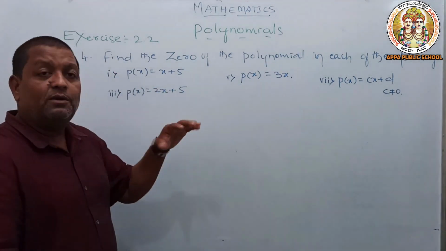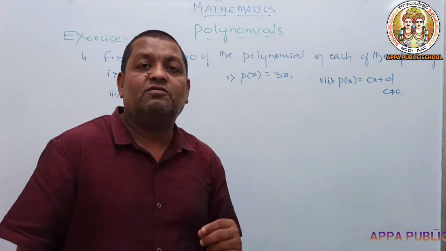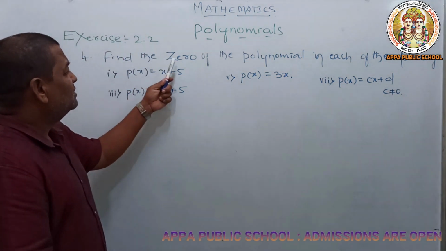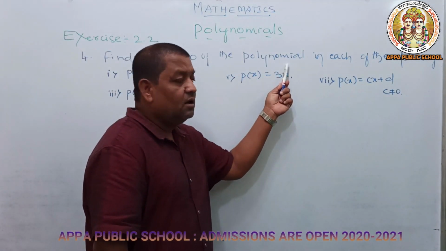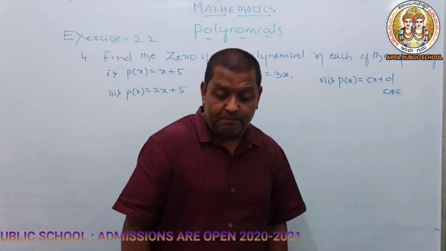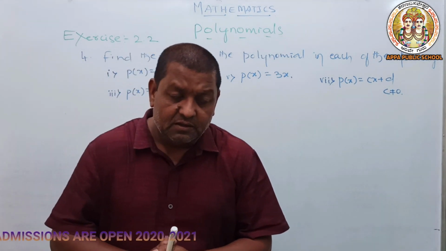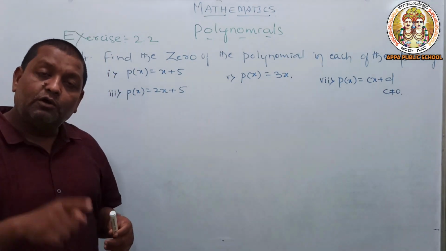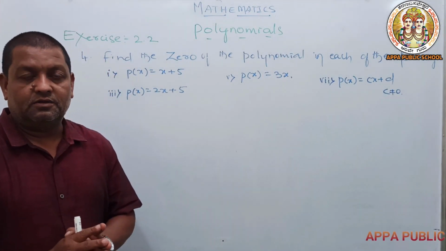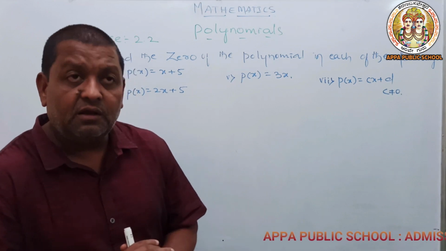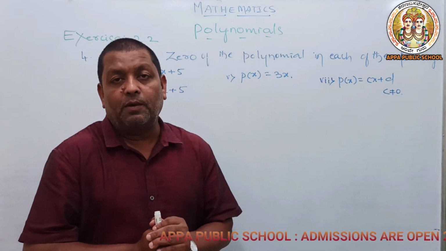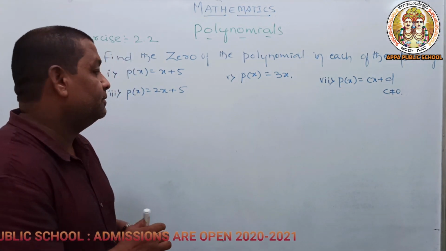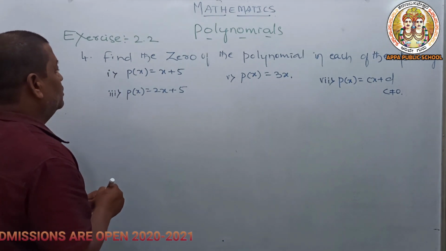So let me explain one more time what is the main concept of this 4th bit. Let me read the question. Find the 0 of the polynomial in each of the following. Last class, I checked whether the given value is a 0 of the polynomial or not. So I verified. Here we need to find the 0 of the polynomial. Okay, find the 0. How to find?